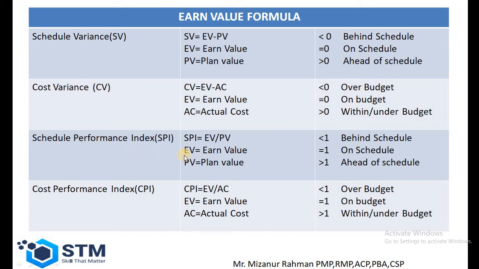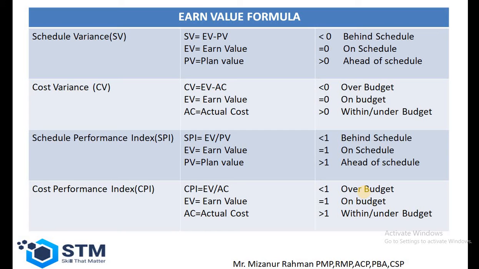Now we have come to the schedule performance index. If the value of the schedule performance index is less than 1, that means we are behind schedule, and if it is equal to 1, then we are on schedule. If it is greater than 1, then we are ahead of schedule. If we come to the cost performance index, and the value of the cost performance index is less than 1, then we are over budget. If it is equal to 1, then on budget. If it is greater than 1, then within or under budget.